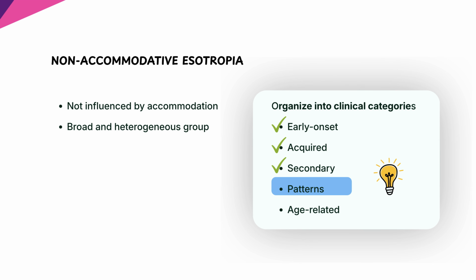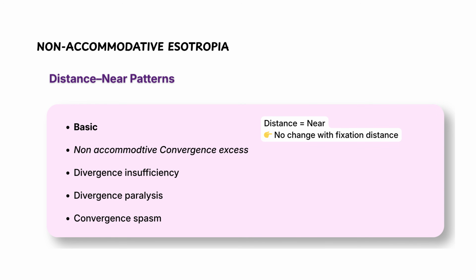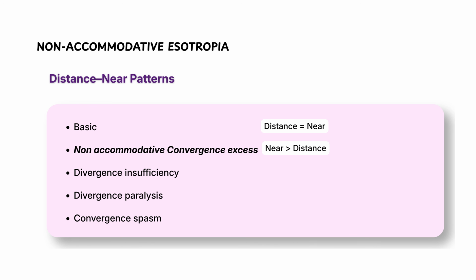Another important way to describe esotropia is by comparing the distance and near deviation. Here we have the basic esotropia, the convergence excess, and the divergence insufficiency. In order to avoid confusion, we will call the convergence excess the non-accommodative convergence excess. In basic esotropia, the deviation is similar at distance and near, so the alignment does not change with fixation distance. In non-accommodative convergence excess, the deviation is greater at near. In simple terms, the eyes converge more than required for near work even without an accommodative problem.